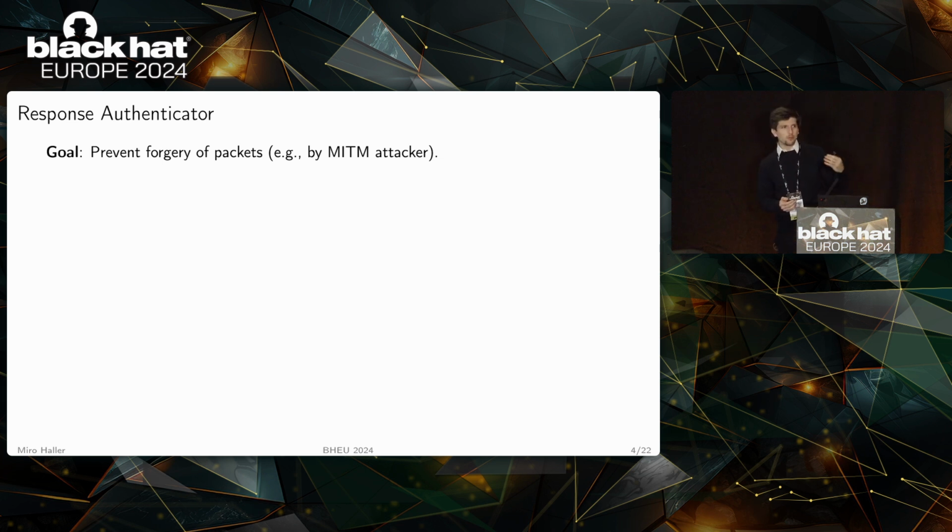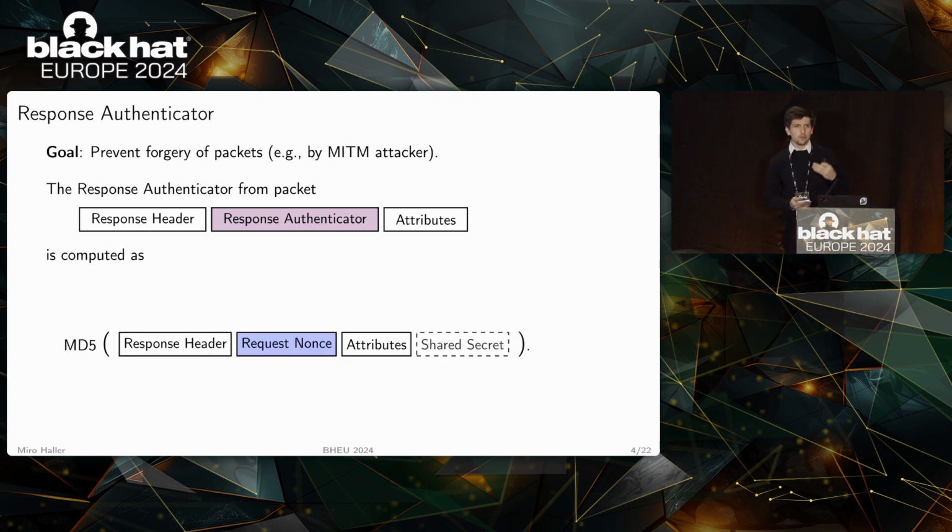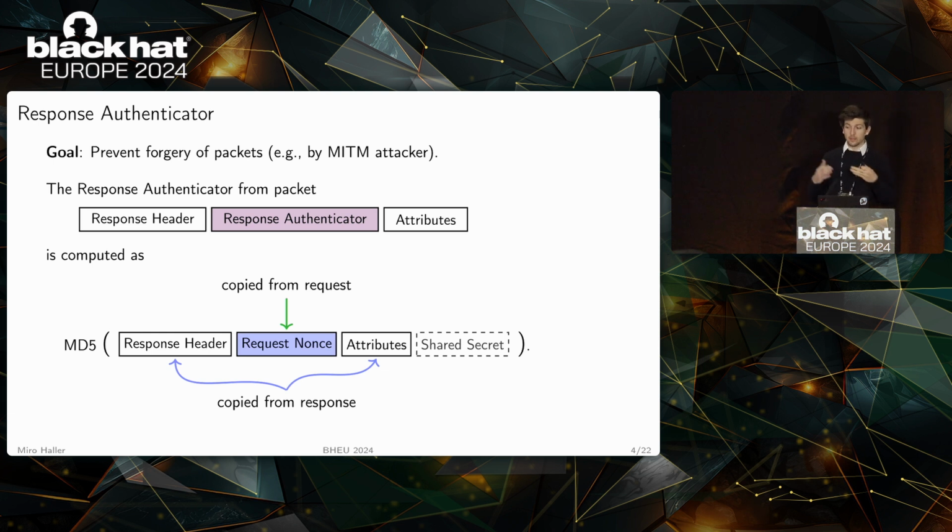As the name suggests, the response authenticator should prevent an adversary from forging answers of the Radius server. And this is done as follows. To compute the response authenticator of a response packet such as the following, the server computes the MD5 hash over the response header and attributes, which are copied from the response, as well as the request nonce, which is copied from the request, which is the access request that this is a response to. And finally, also a fixed pre-configured shared secret.